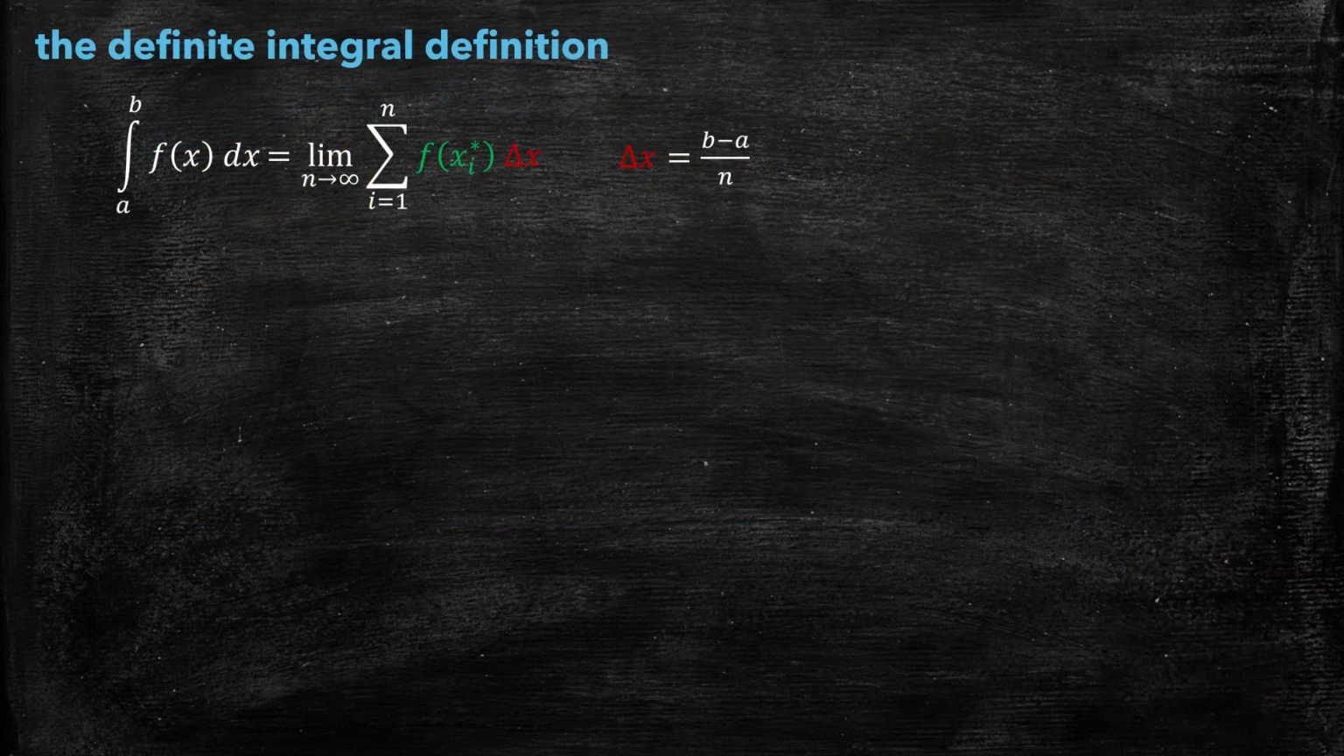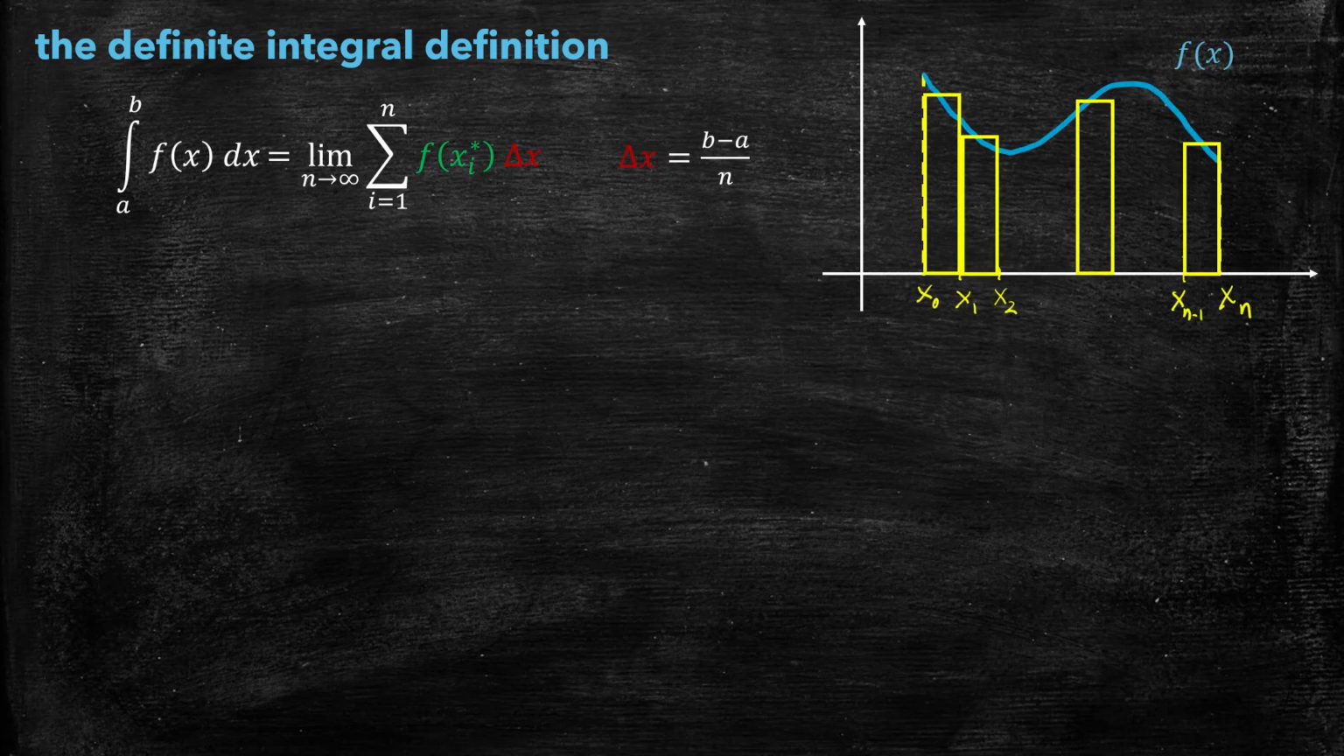So let's review the definite integral definition, and we'll explain a little bit about delta x and xi star and f of xi star. Recall that this quantity here, f of xi star times delta x, is really just the area of one of those rectangles, and we sum them all up to find the total area, and then we send the number of rectangles to infinity, and that's how we get the actual area.